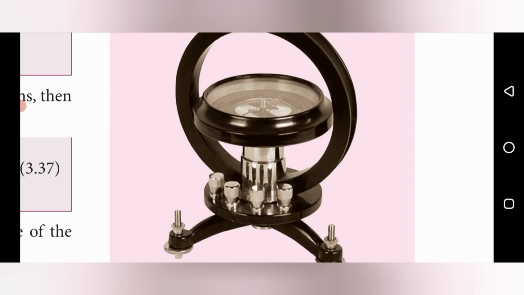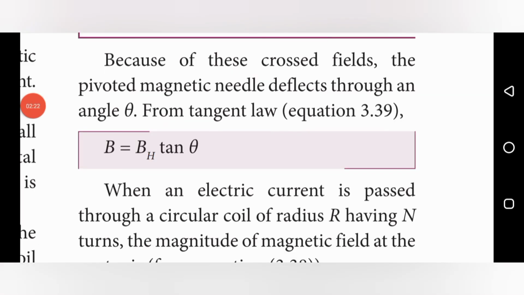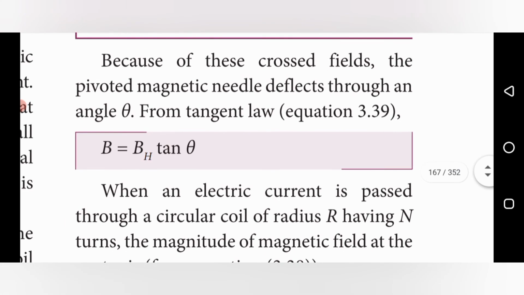Because of these 2 magnetic fields, the deflection occurs in the pointer, and it shows the deflection, that is the theta value we denote, and we have to change the current value by increasing or decreasing. We get different theta values, and we have to find out the current values using this theta value. Here we will find out the horizontal component of Earth's magnetic field. So by using the expression, that is the tangent law, B is equal to BH tan theta.